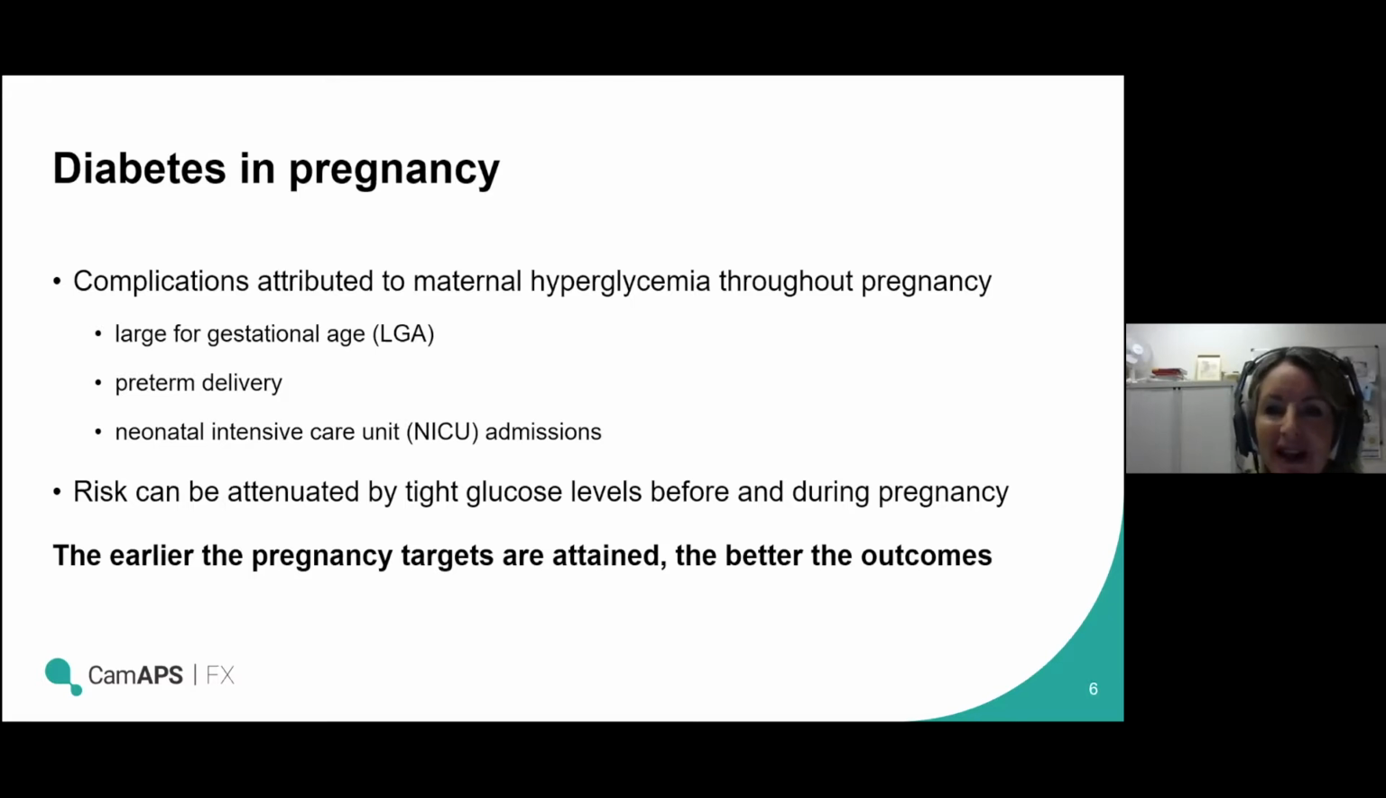Now, of course, the aim and what we want and what women with type 1 diabetes want is to reach these tight pregnancy glucose targets before pregnancy if possible, but as soon as possible once pregnancy is confirmed. And we know that the earlier that women reach the pregnancy glucose targets, the better the outcomes, both for the mothers and for the babies.